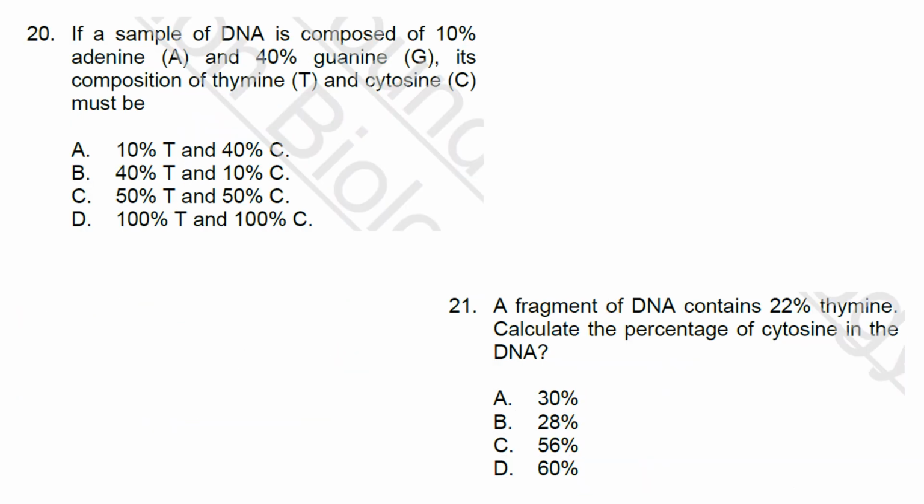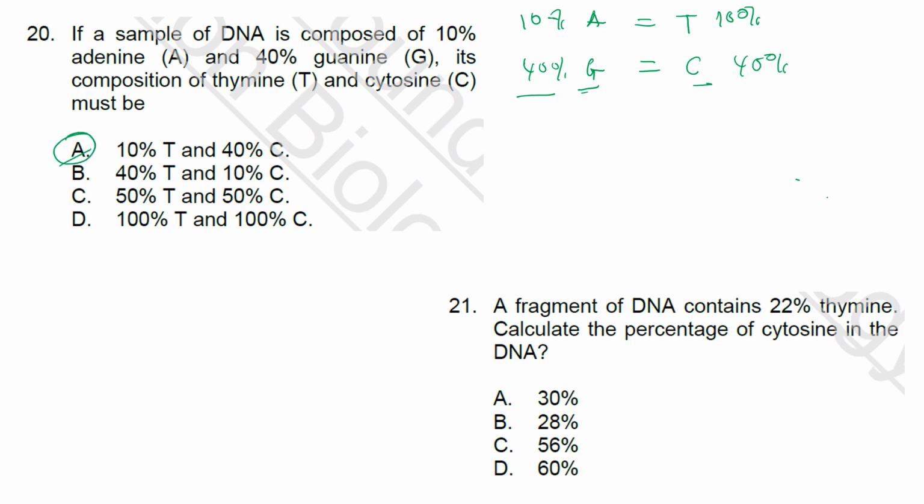So question 20. If a sample of DNA is composed of 10% adenine and 40% guanine, its composition of thymine and cytosine must be, the amount of adenine must be equal to thymine because adenine has to pair with thymine. So thymine must be 10% as well. Guanine pairs with cytosine, so the amount of cytosine will be the same as guanine, which is also 40%. So the answer will be A.